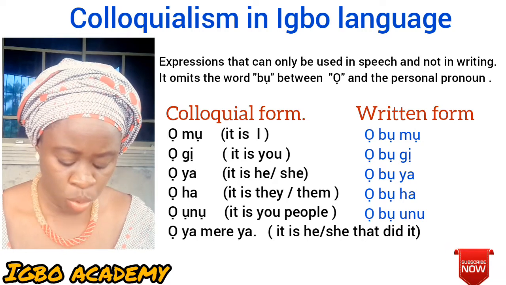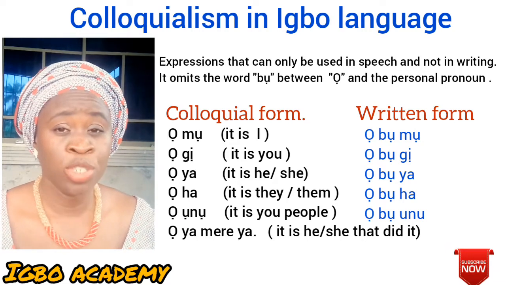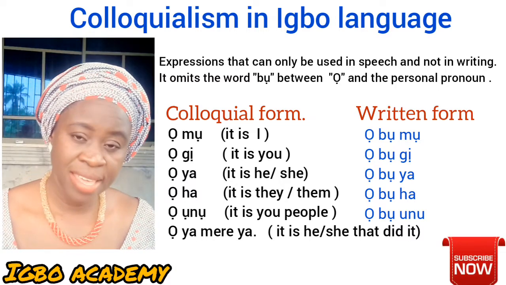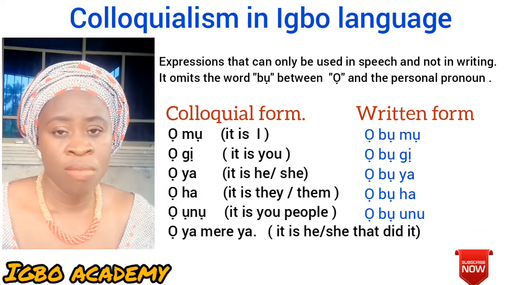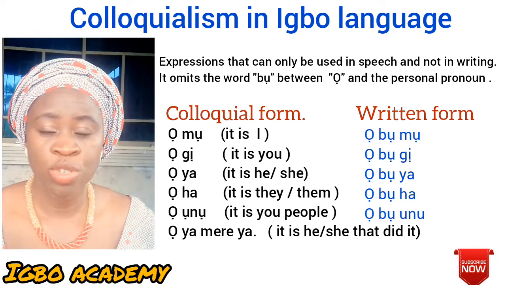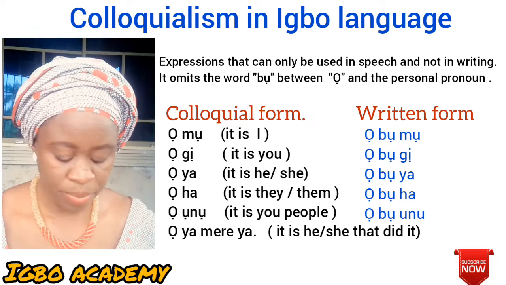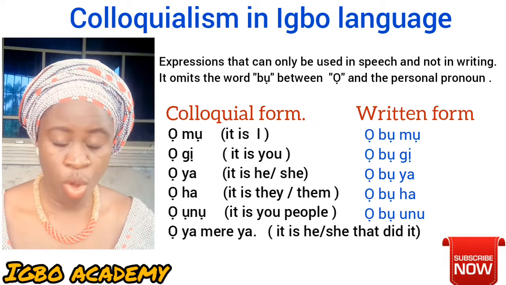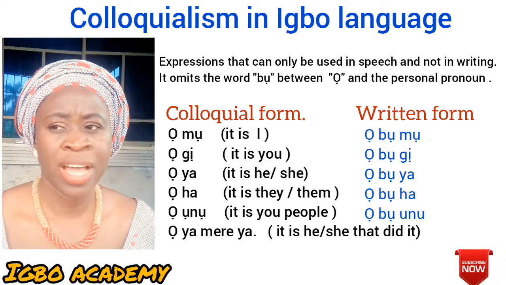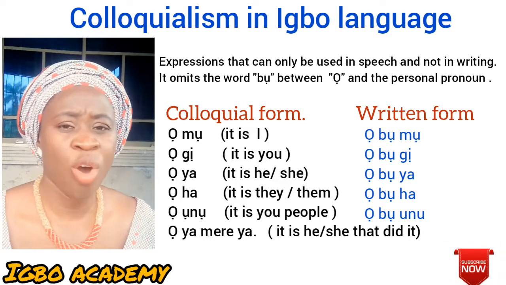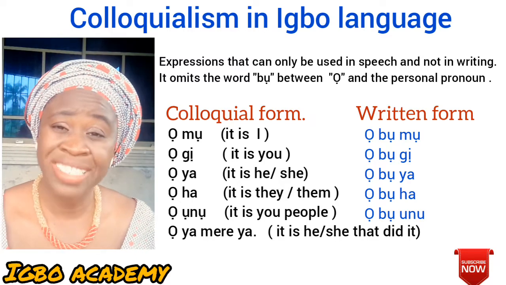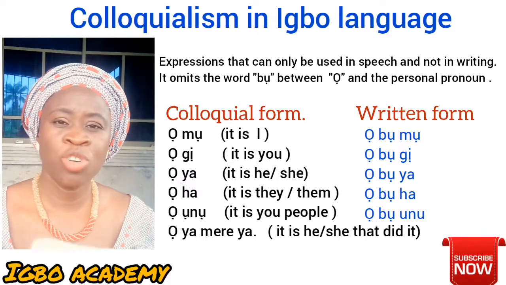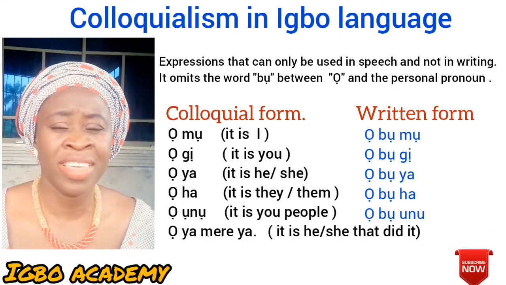Then unu. You can say unu, but once you're writing, you must write obu unu. Anyi. You can say oanyi, but once you're writing it down, you must write obuanyi. Omiri ka uchu. When someone asks you kedu ebe ị jere, you can say omiri ka uchu, but once you're writing it, you must write obu miri ka uchu.